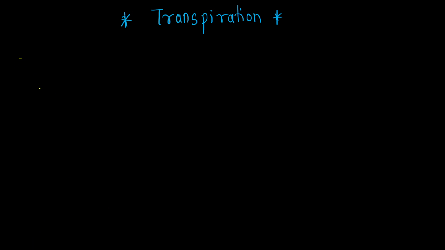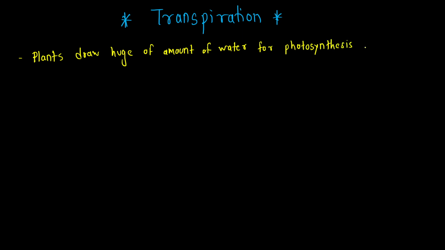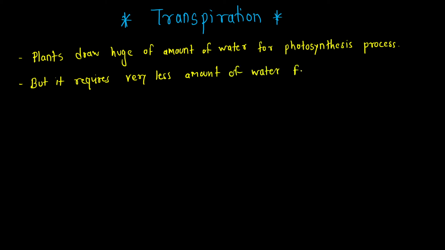So we'll write it down one by one. So the first point is, plants draw huge amount of water for photosynthesis process. But it requires very less amount of water for the process.